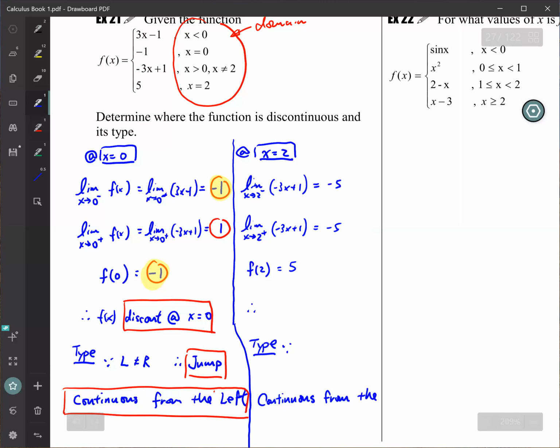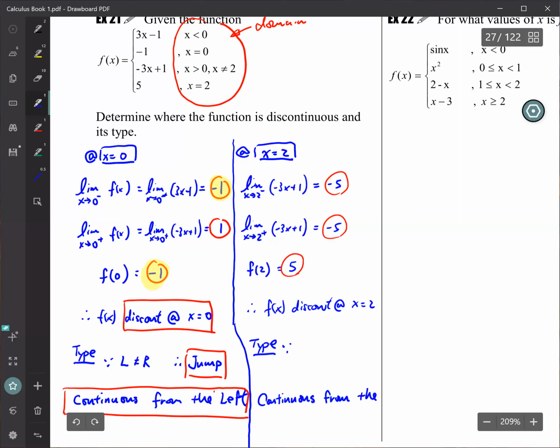Right, so we have 3 things. Do they all equal each other, Emily? Only the 2 limits. Yeah, okay, so since left equals right, but it doesn't equal the point, you would say f of x is what, Emily? It is discontinuous. Yep, very good. Discontinuous at x equals 2.